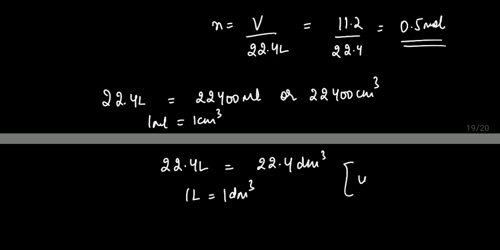So just remember that. Because sometimes in the question they mention ml, centimeter cube, decimeter cube, so we don't have to be confused about it. We need to understand the relationship. It's a very simple logic. If it's given in ml or centimeter cube, then take this value 22400. If it is given in liters or decimeter cube, then take 22.4.